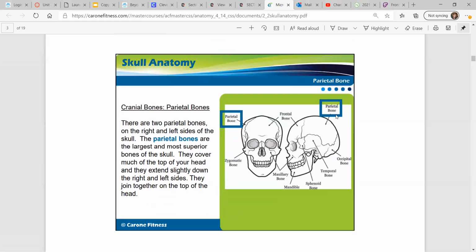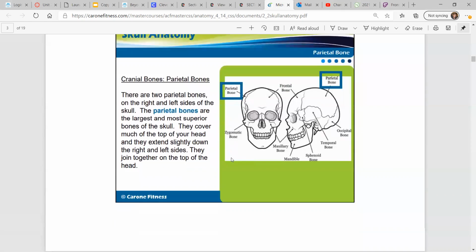Next, we have these 2 bones on the right and left side of the skull, the parietal bones. They are the largest and most superior bones of the skull. So right here you see this big section of the head is covered with this bone. They cover most of that top section of your head, and they extend slightly down the right and left side. They join together on the top of the head. So up here, they're joined together.